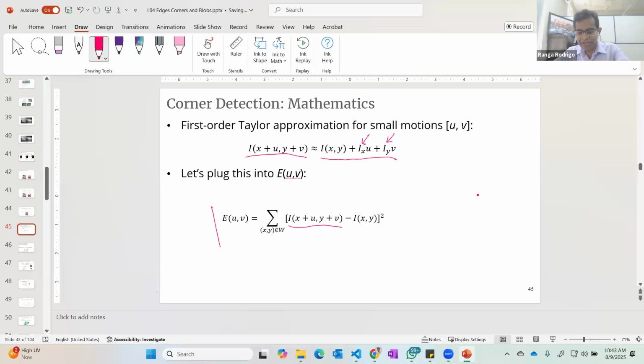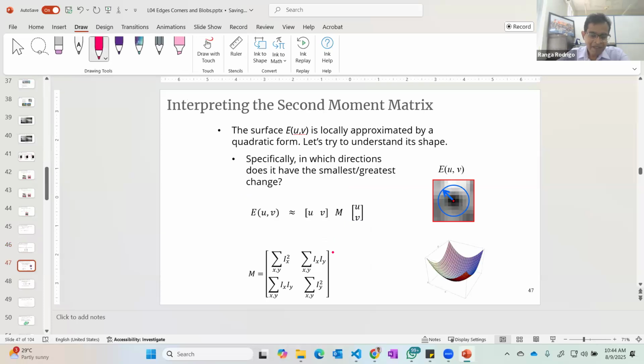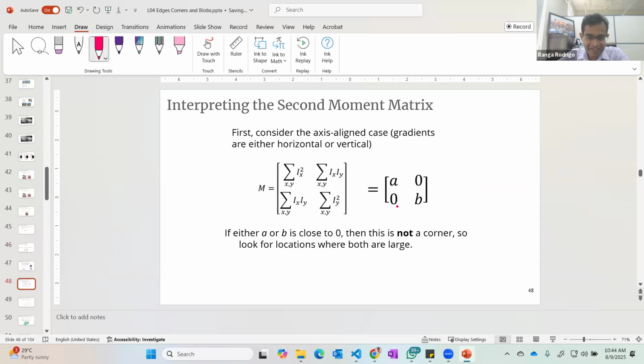When you put this in, you can see that the I terms get cancelled off. Then we were able to convert that into a matrix form and realize that this matrix is this one: summation over a window of Ix squared, summation over a window of IxIy, the same thing, and summation over the window of Iy squared. This is actually what we call a convex function, so you can find a minimum for that without a problem.